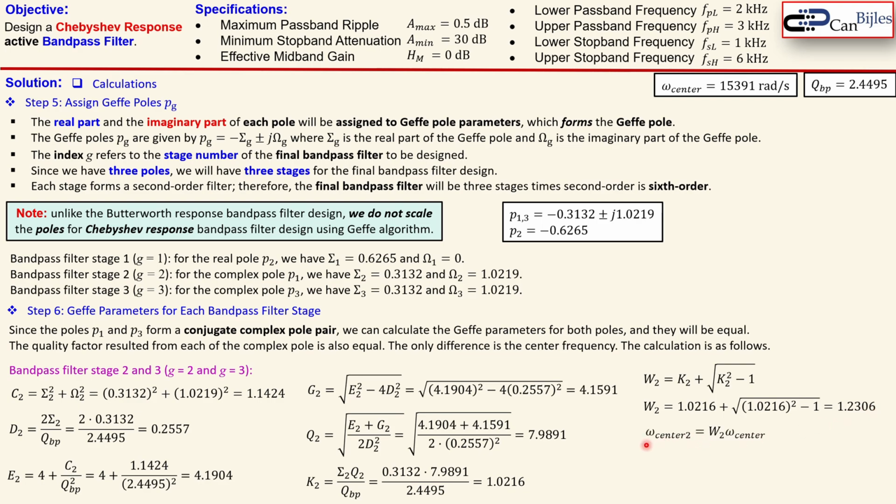1.2306. Now the center frequency 2, so the omega center frequency 2 for stage 2 is given by this expression, which is W2 times the omega center, which will result in this case 18,940 radians per second. Now we said already that Q2 is equal to Q3, so they have the same quality factor, and also W3 is equal to W2. The only difference is the omega center, so the center frequency, that will then result in this equation where you have now the W3 divided. So you have now 12,506 radians per second for our third stage.